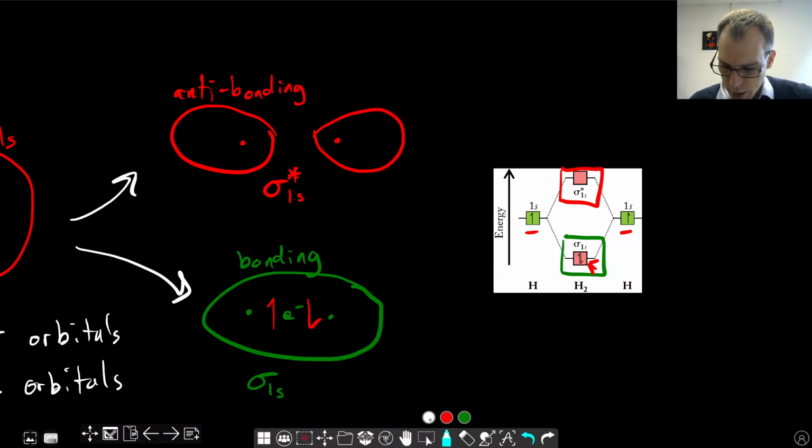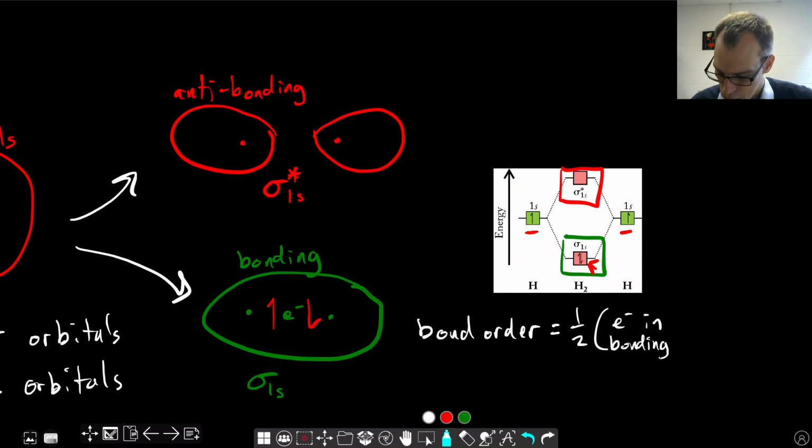So with this picture, we come to what we call the bond order. We've been using this idea of single, double, triple bonds. In molecular orbital theory, we calculate this by taking half of the total number of electrons in bonding orbitals minus the total number of electrons in anti-bonding orbitals. I'll finish writing that out in both cases.